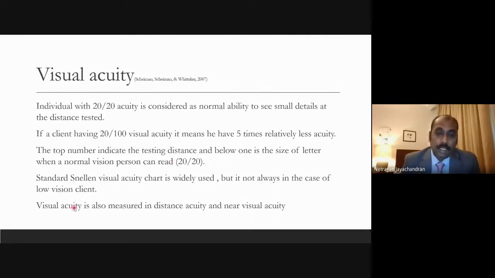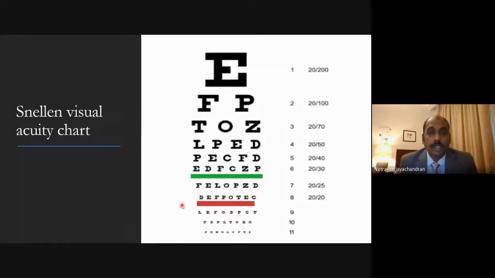Visual acuity can be measured in 2 types. One is distance acuity, and the other is near visual acuity. The Snellen chart is mainly based on distance acuity. So this is a Snellen chart. You can see the 20 by 20 letters. It is very small. The person can read the letter from the 20-meter distance, and if the person can read this, then it's normal acuity.